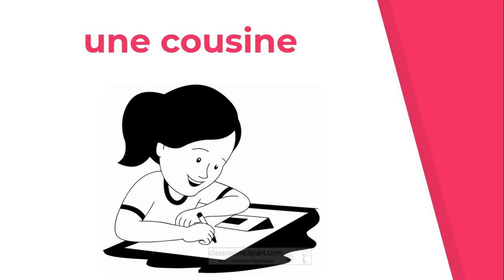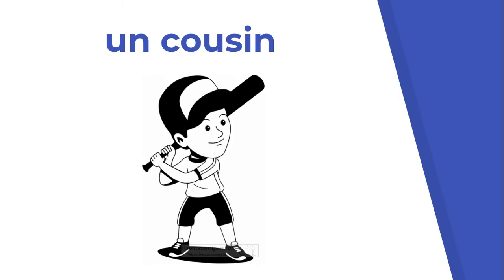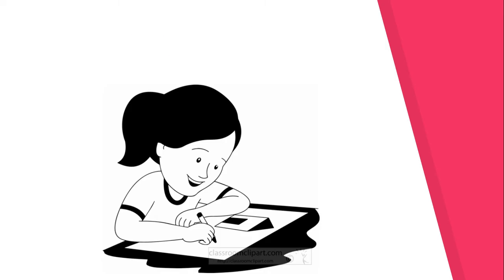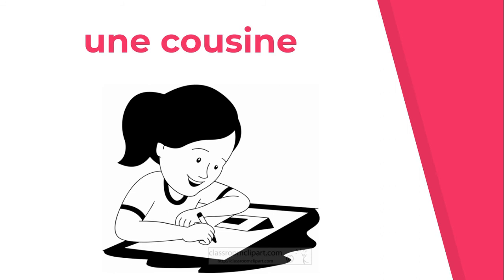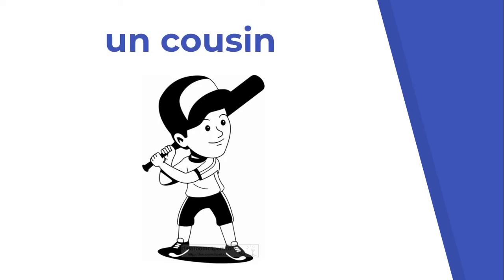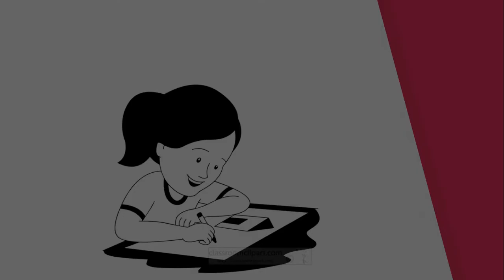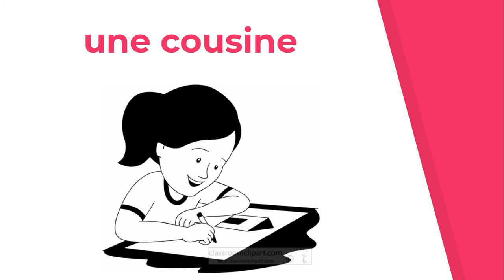Alors, en anglais, une cousine, a cousin, good. Un cousin, a cousin, good. Hold up, what's the difference? We have une cousine and un cousin. What's our difference here? Good, I think I heard it. Masculine versus feminine. Generally, when things are feminine in French, we add an E at the end. So we added an E to un, and we added an E to cousin to make it une cousine.